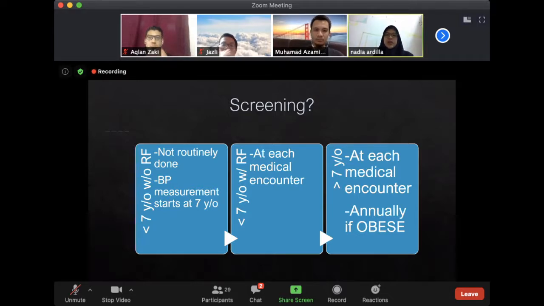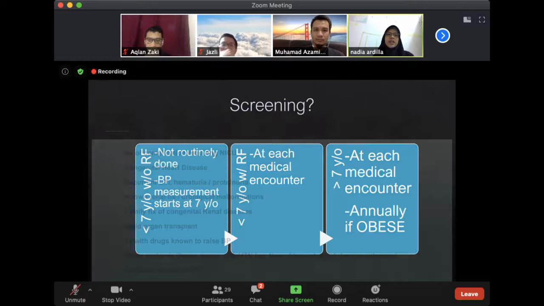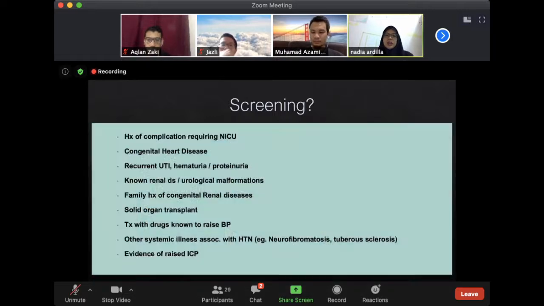Among the risk factors are any history of complication requiring NICU admission, congenital heart disease, recurrent UTI, hematuria or proteinuria, non-renal disease or urological malformations, family history of congenital renal disease that may make us think of secondary hypertension, solid organ transplant, treatment with drugs known to raise BP, or other systemic illness associated with hypertension. Also, if there is any evidence of raised ICP, because we need to watch out for any cerebral complication.